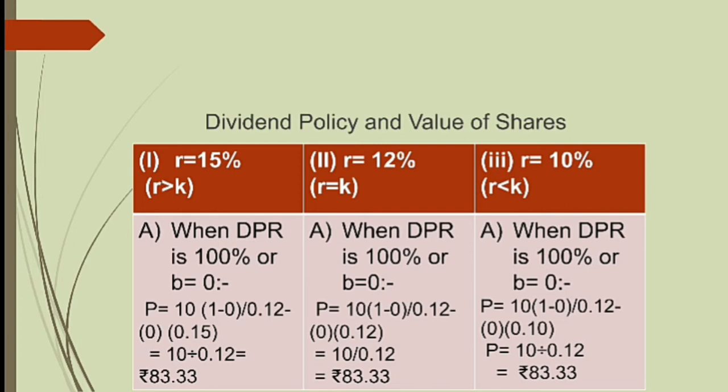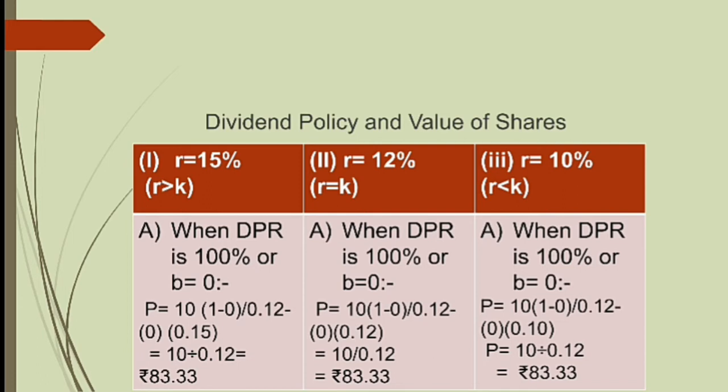After getting the value of b, we put the value of b in the given formula of the Gordon model. The formula is E multiplied by (1 minus b) divided by (K minus bR). Here E is rupees 10 per share, so write down rupees 10 per share and multiply by 1 minus b. 1 minus b means 1 minus 0, divided by K minus bR. K stands for 12%, that is 0.12, minus bR. b is 0 and R is 15%, so 0.15.